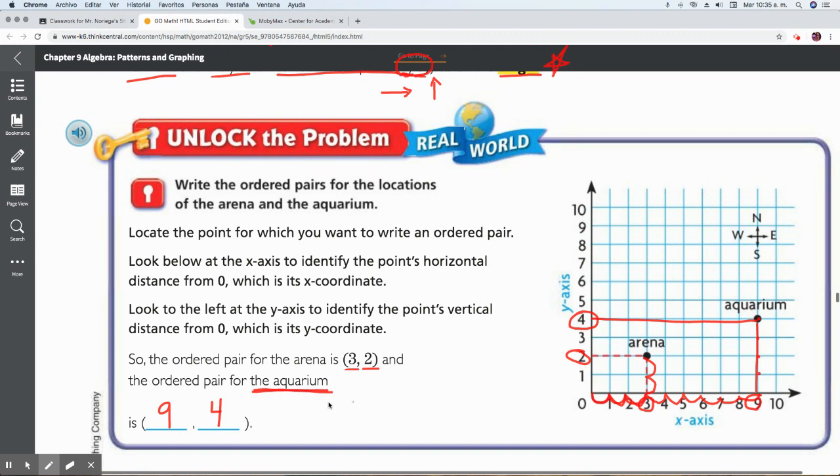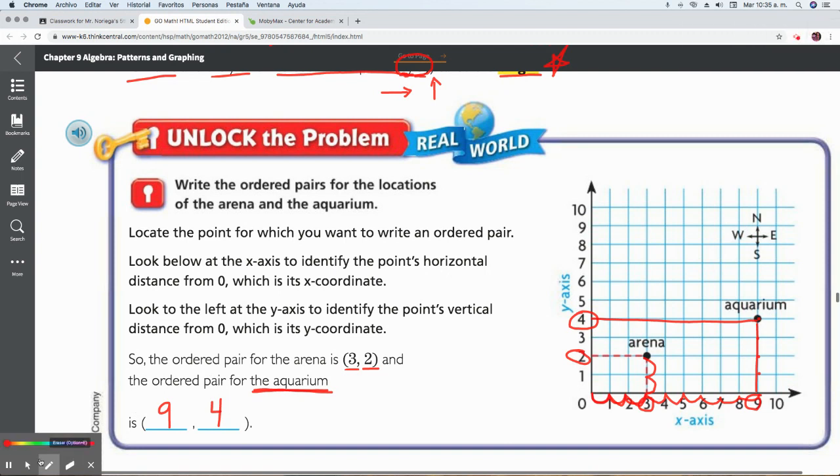Okay, so it's very simple. The first number is how many steps we walk across the x-axis, which is this line on the bottom. And the second number is how many steps we walked up on the y-axis, which is this vertical line that we have here.